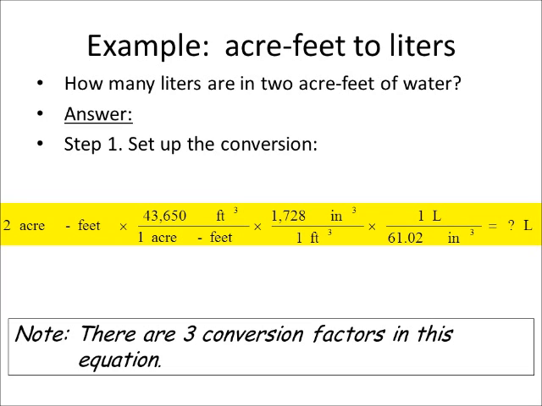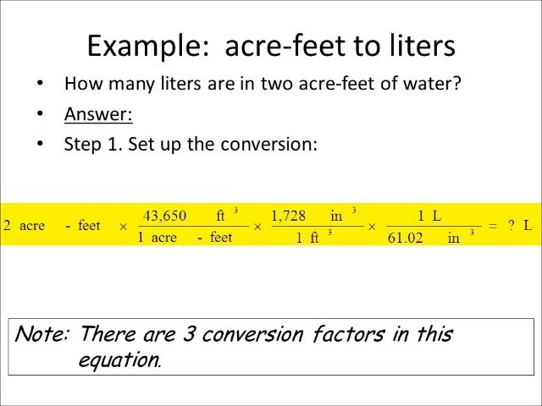We can then go from feet cubed to inches cubed, 1 foot cubed is equal to 1,728 cubic inches of water. And then we can go from cubic inches to liters. Now we could actually skip the step of going from feet cubed to inches cubed and just go from feet cubed to liters. But in this case, just to add one extra conversion factor and to show how these are arrayed, I've added the inches cubed step as well.